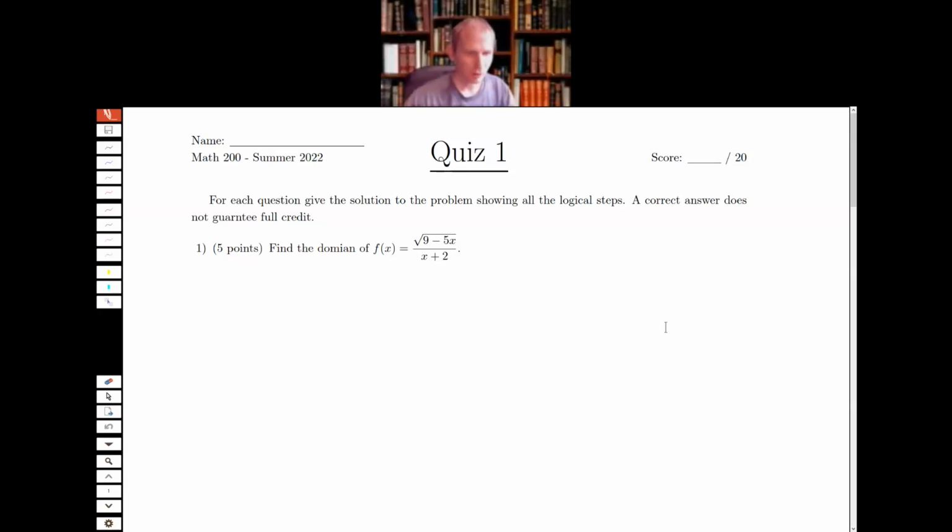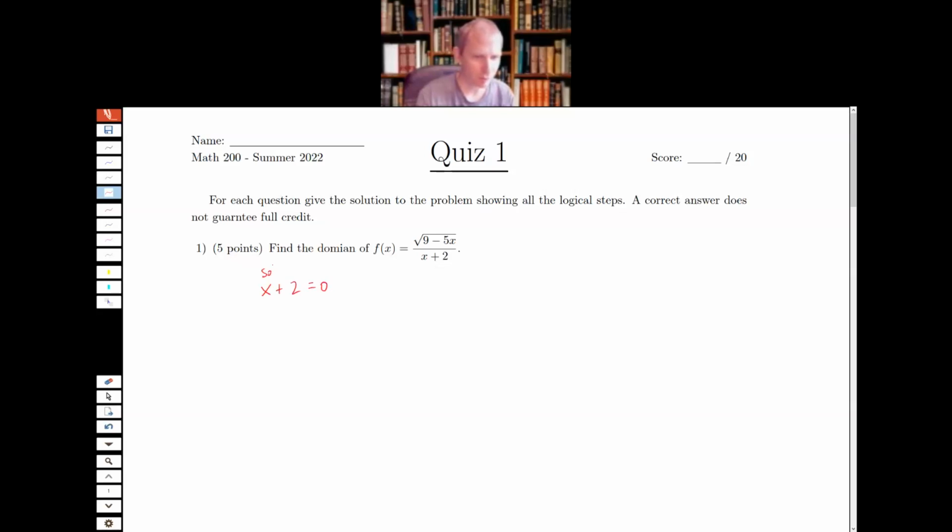All right, so let's go over the quiz, starting with problem 1. Find the domain of this function. When we were talking about domain, remember what we wanted to do was focus on where the function has a problem. And this function has two things that can give it a problem. One is the denominator: when the denominator is 0, that's a problem. And I think pretty much everyone saw that, right?